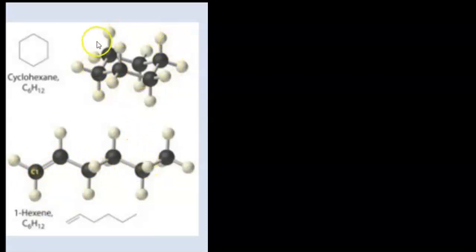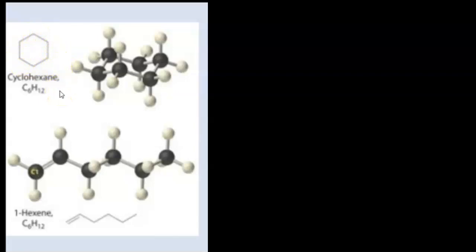Here we have another structure. Let's count the carbons. 1, 2, 3, 4, 5, 6 carbons as well. And if we go through and count the hydrogens, we'll see that there are 12 hydrogens, just like there are here. So why are these 2 different compounds? Because their structure is different. Whereas this is an unbranched compound, this is a ring compound. So this is called cyclohexane. Of course, the cyclo indicates that ring structure.